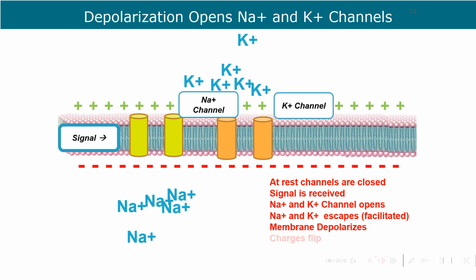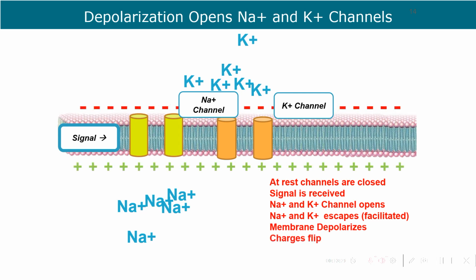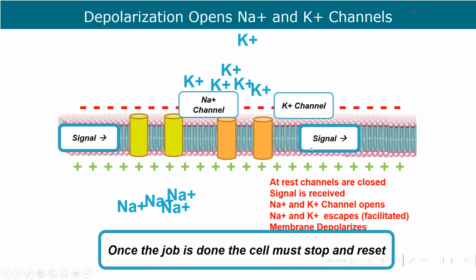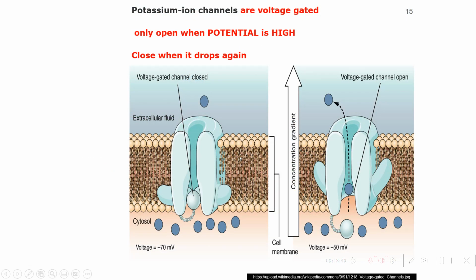And then what's going to happen is the membrane depolarizes and actually the charges flip. So that's why you see in the action potential graph that we go into positive territory there for a bit. And so once it depolarizes in one area, the signal is able to go down to the rest of the axon. And so now, once that's done, it has to stop and reset.